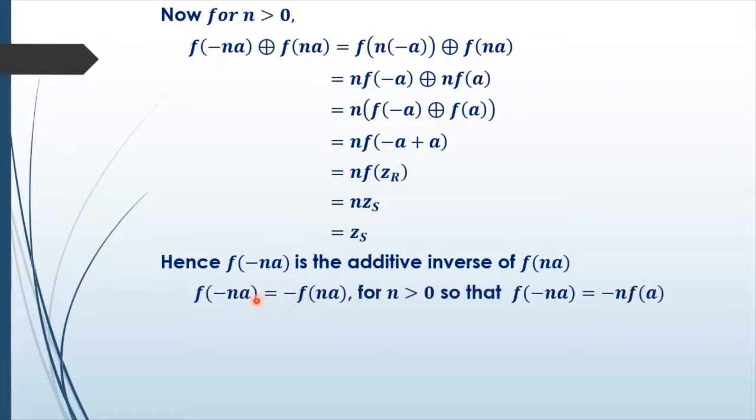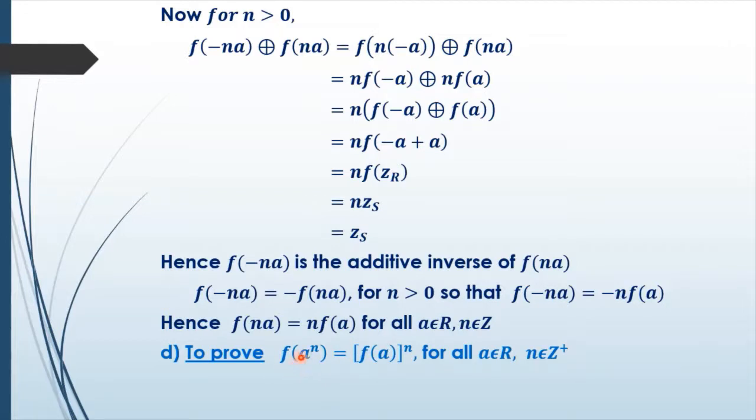That is, symbolically we write: f of minus na is equal to minus f of na for n greater than 0. Here n can be taken outside, so f of minus na is equal to minus n into f of a. Hence we have proved this result for all integers n. For positive integer we have proved f of na is equal to n into f of a. For negative integer minus n also we have proved this. So this holds for all integers.